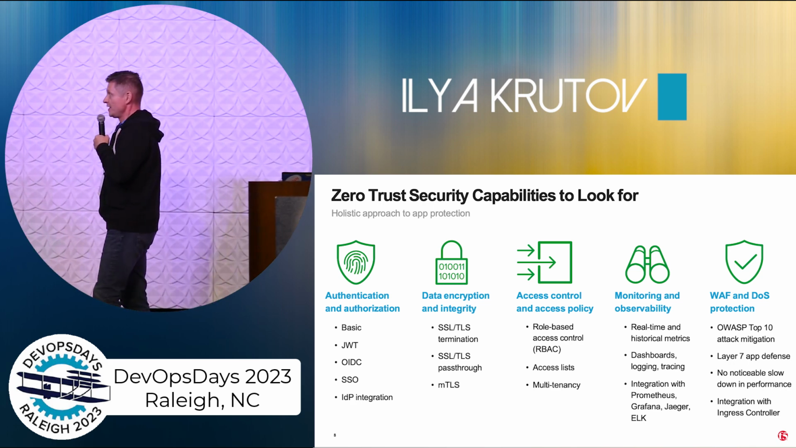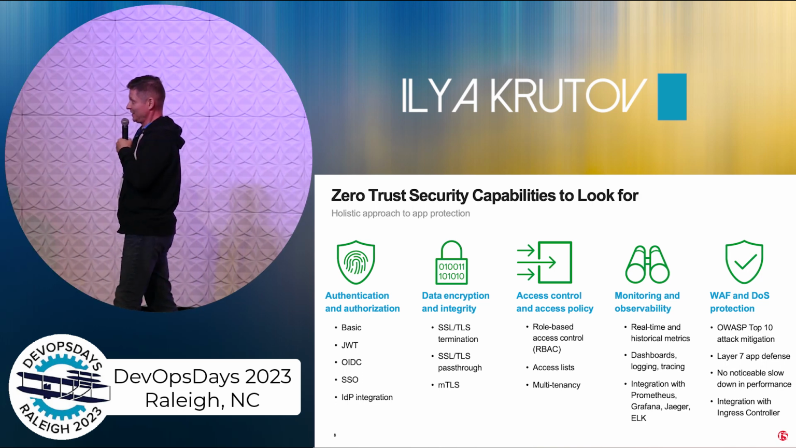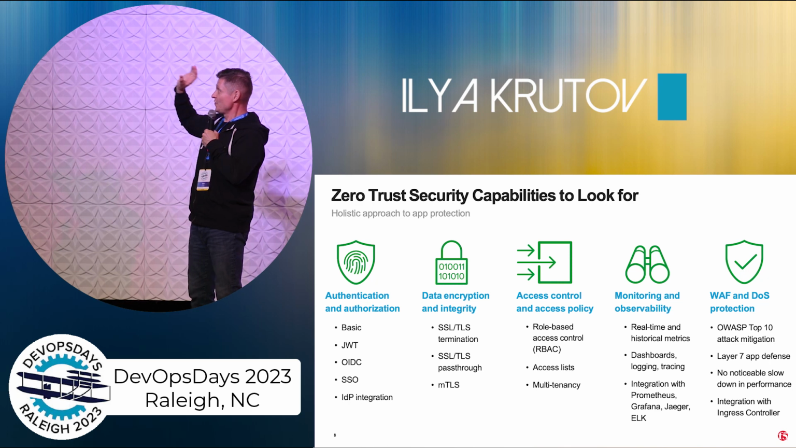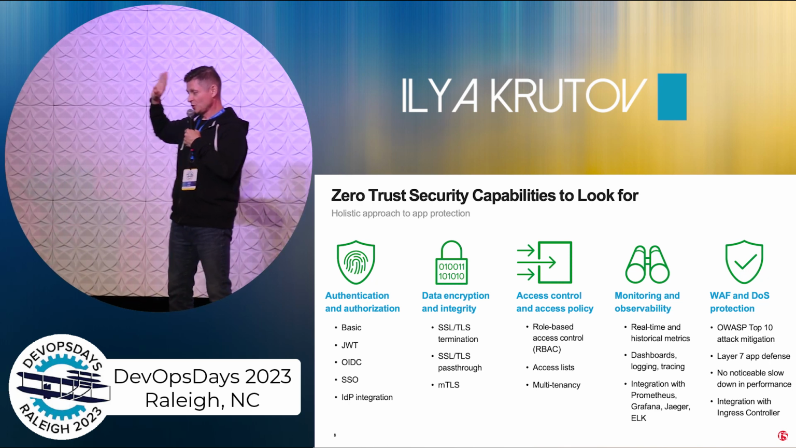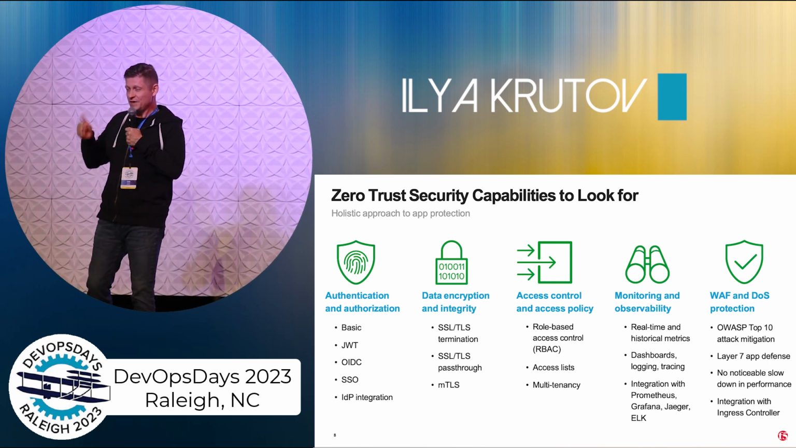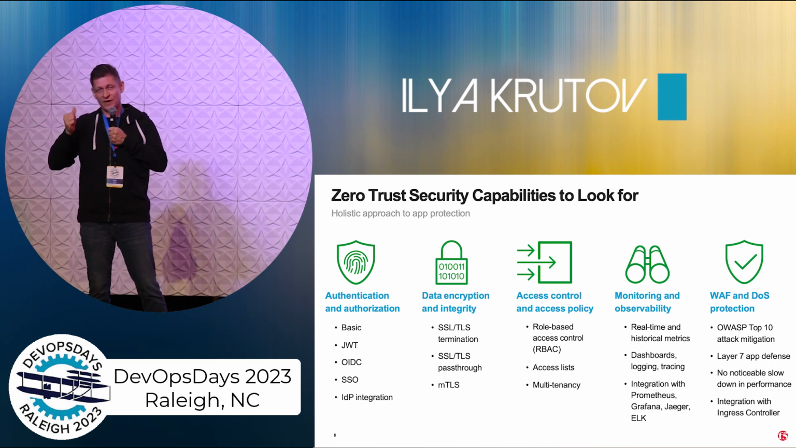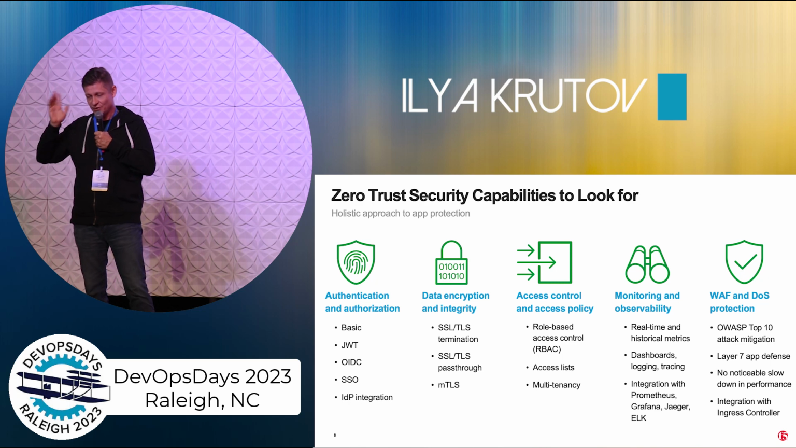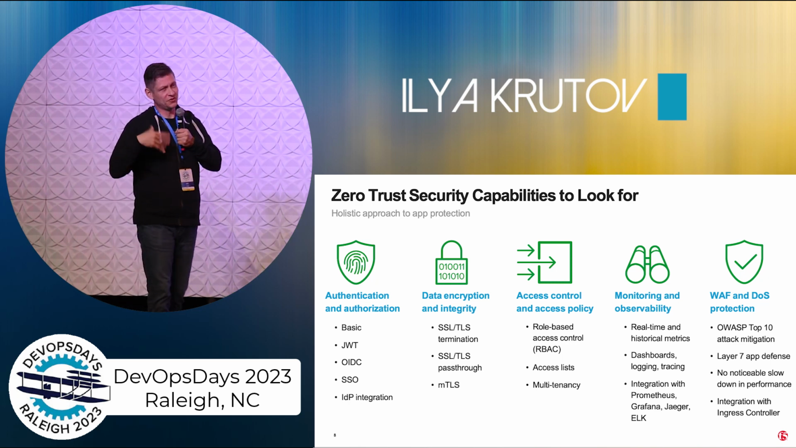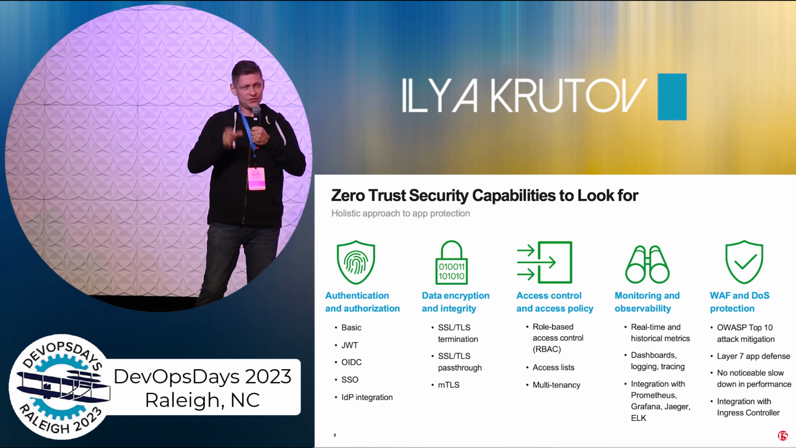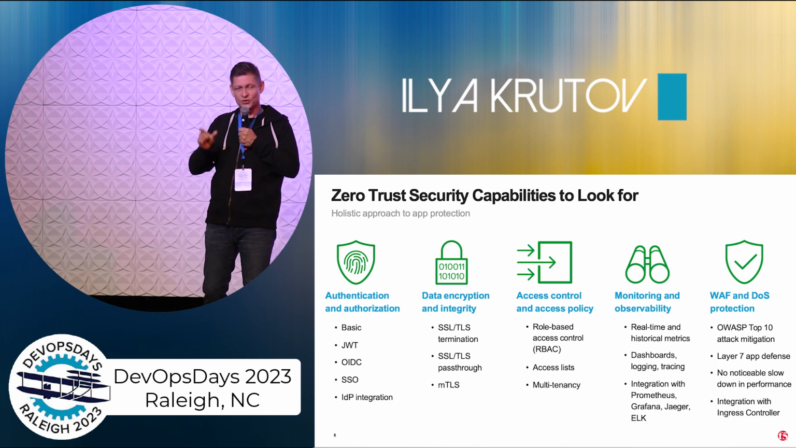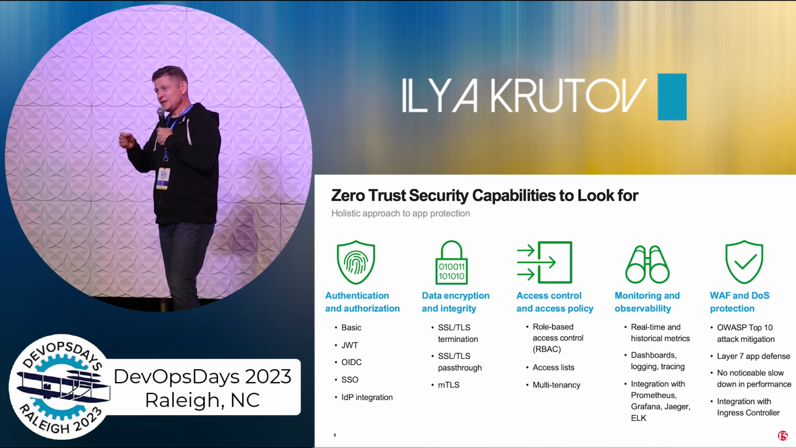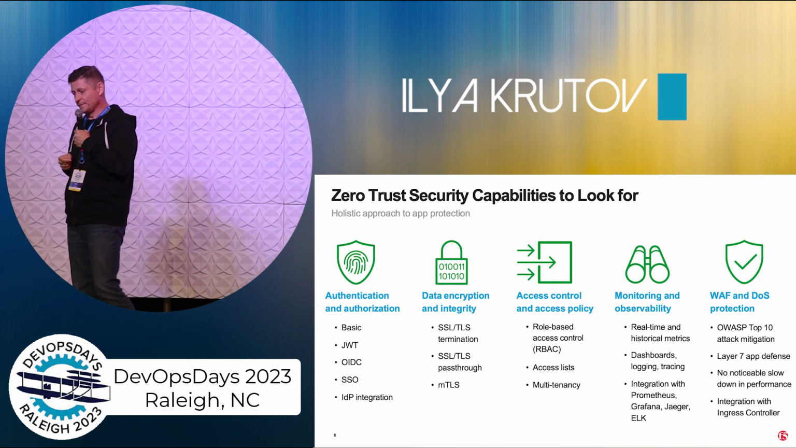In terms of features and capabilities, I'm not going to go through every single one of those. Again, just a few key things I want to mention globally. Think about how you would authenticate and authorize requests, whether it's just going to be basic, or JWT, or OIDC, or some integrations with other providers. So the first thing is authentication and authorization, the first part of zero trust: how you authenticate and authorize entities.